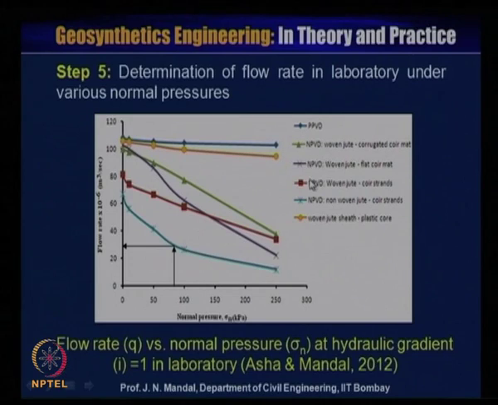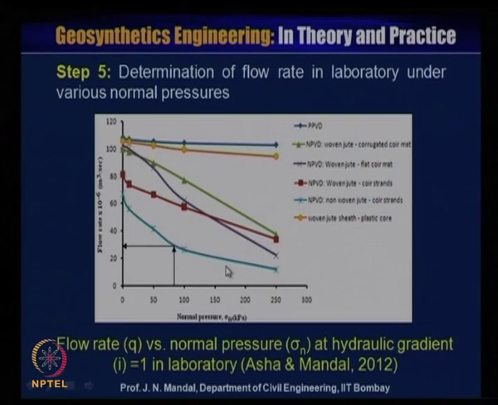Here many different types of samples have been tested, but in our example we have taken only NPDT, natural prefabricated drain, and that is why we are considering only this blue color curve. You can see that flow rate is decreasing with increasing normal pressure, and then becomes almost a little bit constant. Even then, sometimes you have to go for very, very high pressure.